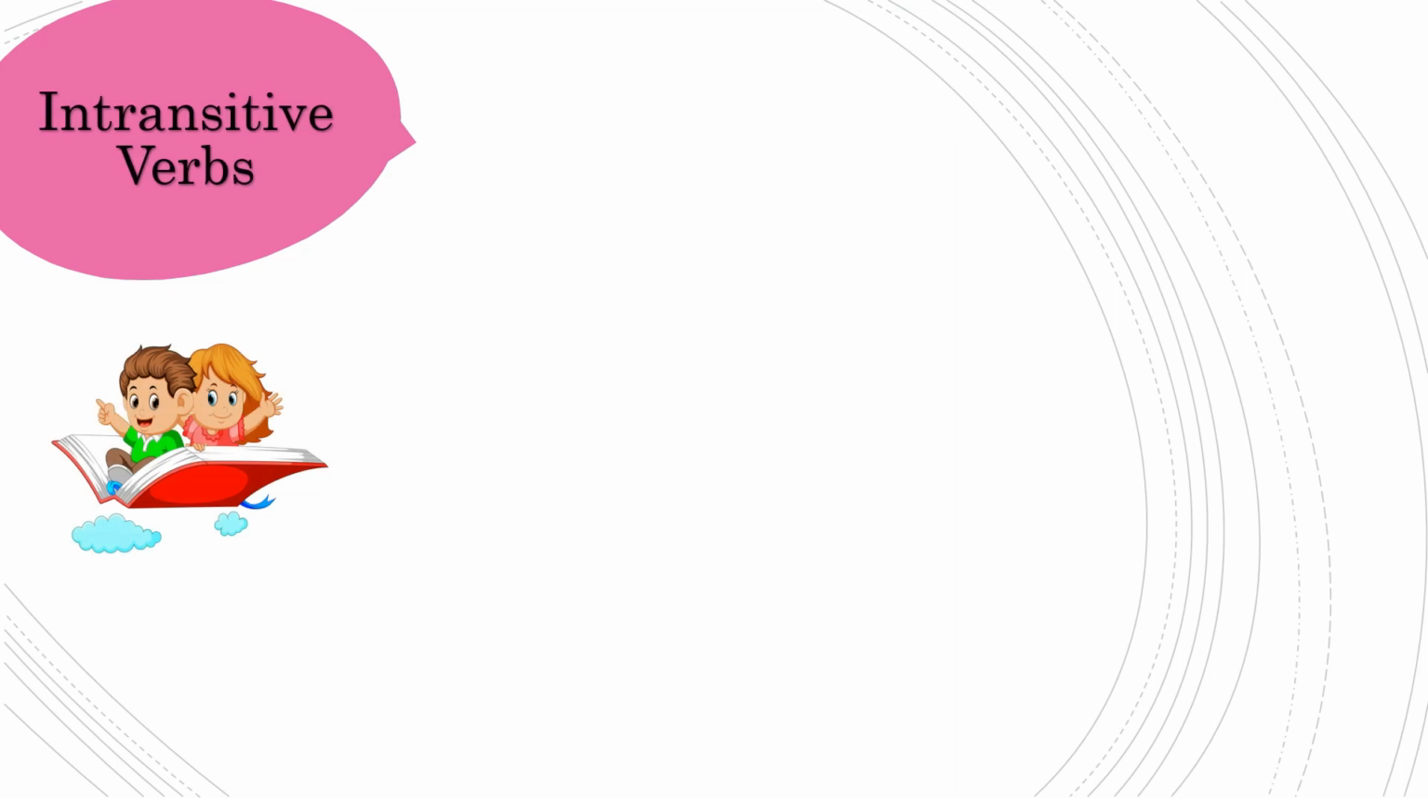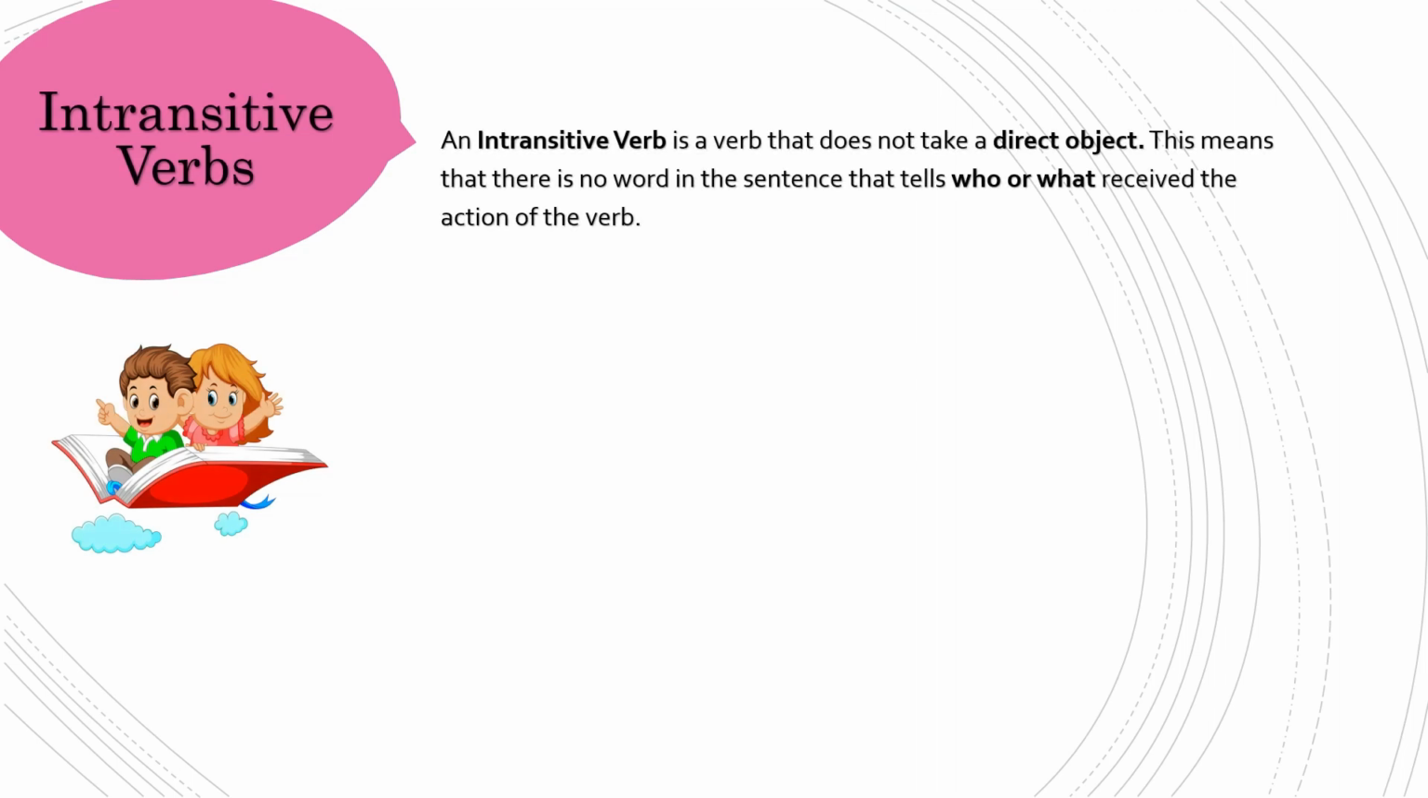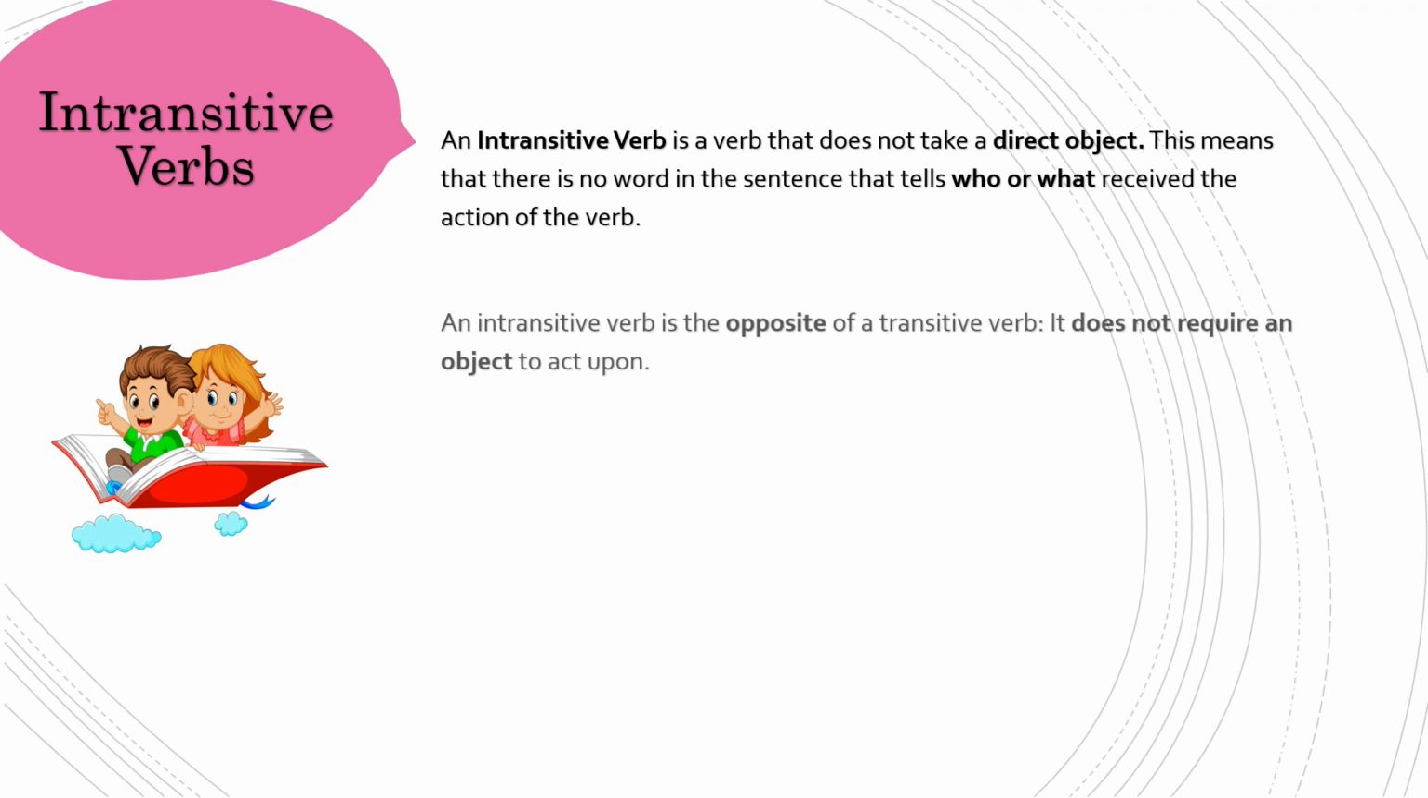Intransitive verbs. An intransitive verb is a verb that does not take a direct object. This means that there is no word in the sentence that tells who or what received the action of the verb. An intransitive verb is the opposite of a transitive verb. It does not require an object to act upon.